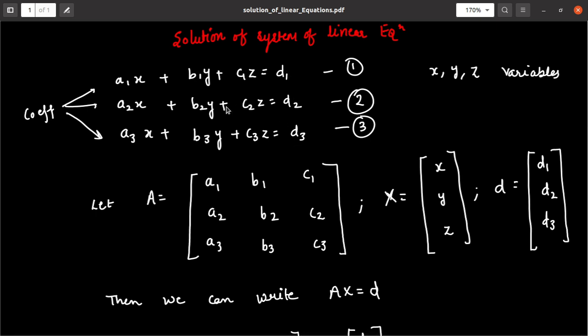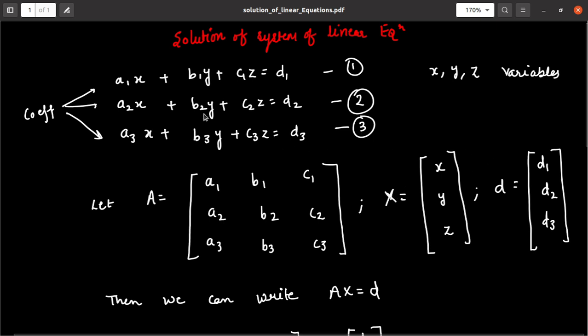To solve this system of linear equations in MATLAB, first we have to convert them into matrix and vector format. So I'm going to create a matrix A which contains all the coefficients. The first row contains a1, b1 and c1, the coefficients corresponding to equation 1, where a1, b1 and c1 are the coefficients of x, y and z. So I'm going to write these into the first row. Similarly, from the second equation, the coefficients are a2, b2 and c2, so these will be written in the second row. Similarly, the third row holds the coefficients corresponding to the third equation.